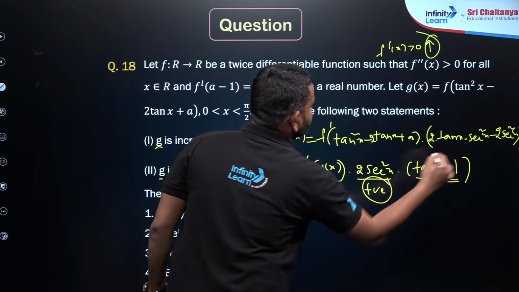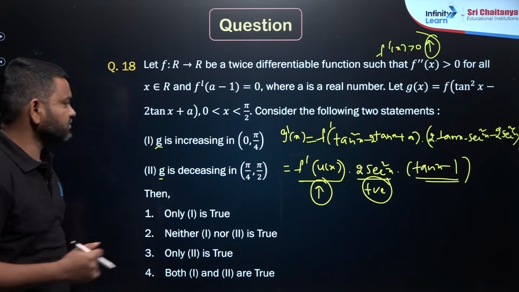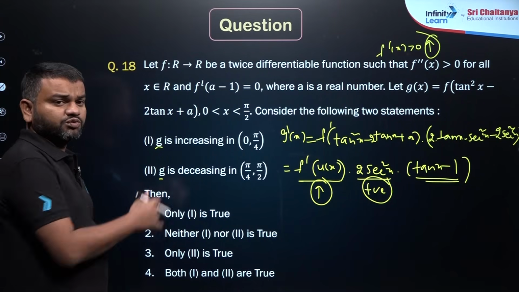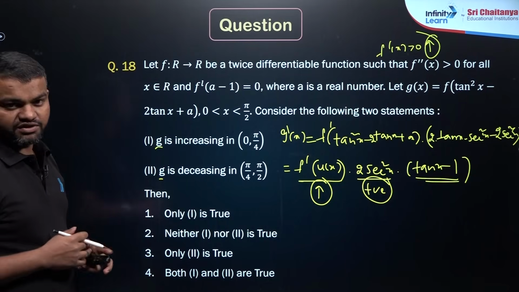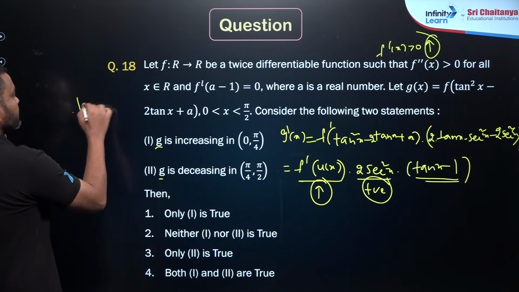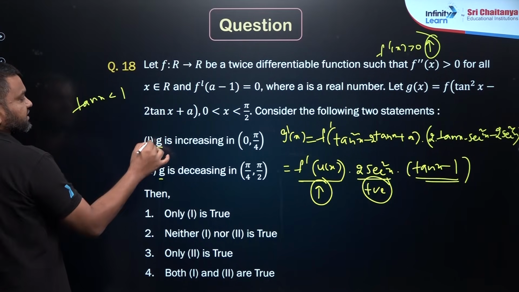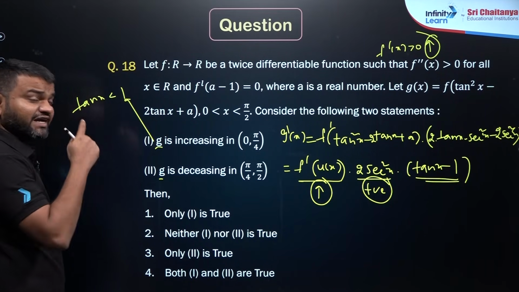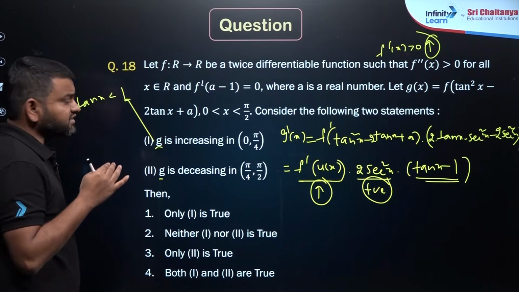So if I know the value tan x minus 1, how this is going to behave in these two intervals, I will be able to know whether it is an increasing function or a decreasing function. So let's check when between 0 to pi by 4, tan x value is always lesser than 1 in this case, because it is approaching to 1, so it is always lesser than 1.